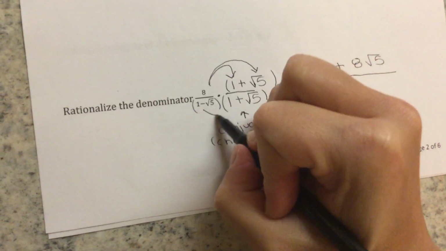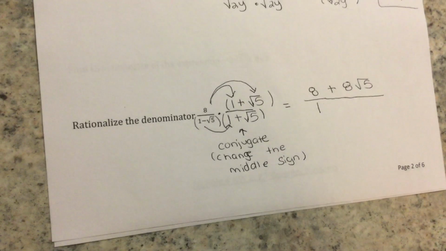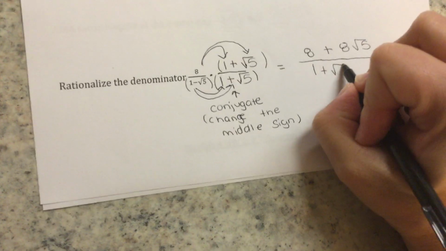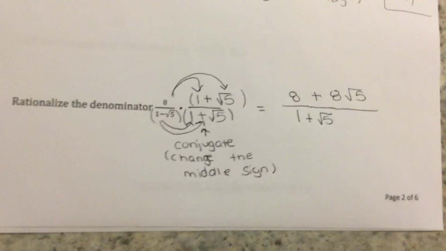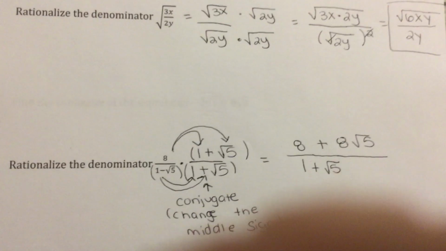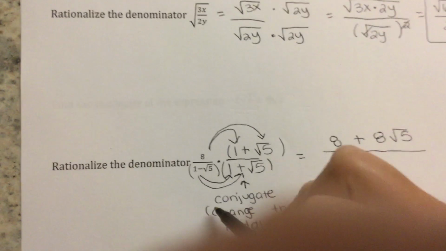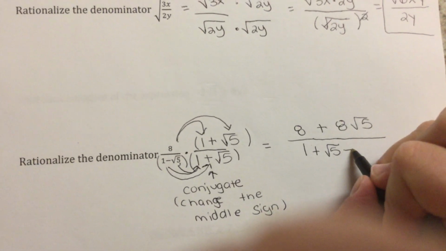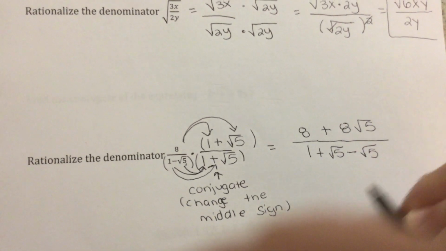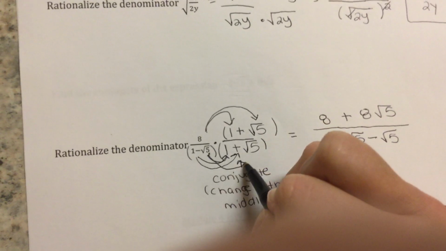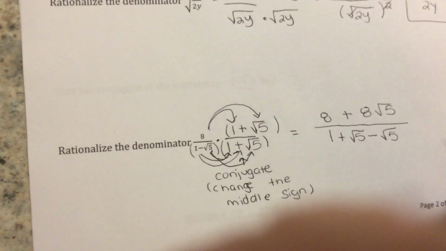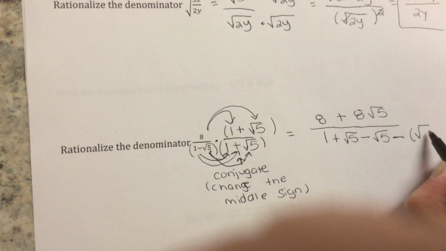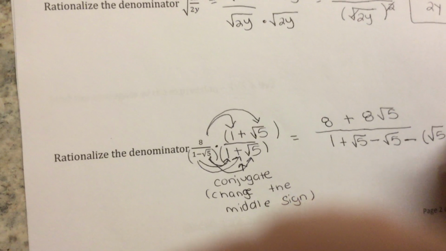Distributing this, so I have 1 times my 1. 1 times positive square root of 5, so plus square root of 5. I don't have to write that 1 out front because I know that there's 1 square root right there. So now distributing my negative square root of 5. Negative square root of 5 times 1 will give me negative square root of 5. Last but not least, I have negative square root of 5 times positive square root of 5. So negative times a positive will give me a negative. I have the square root of 5 times the square root of 5, so I have the square root of 5 twice. I have the square root of 5 squared.